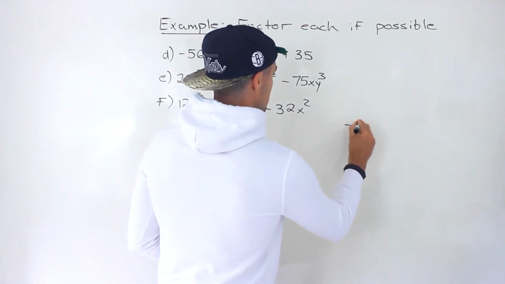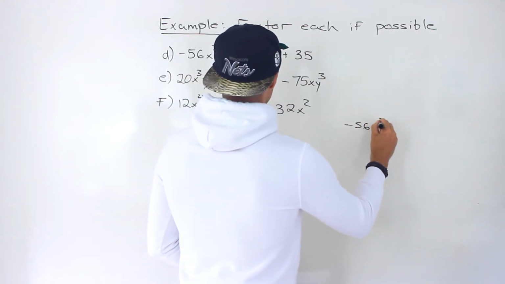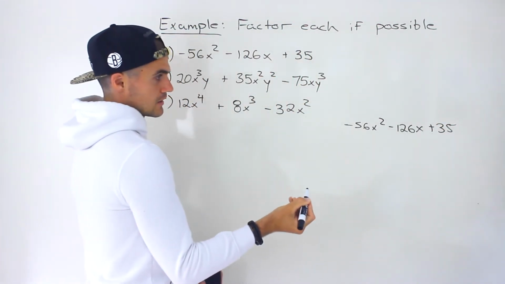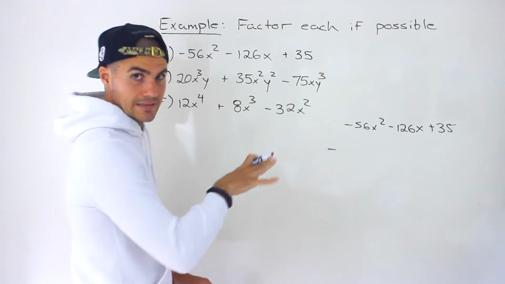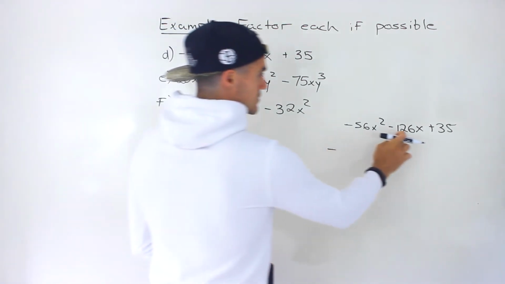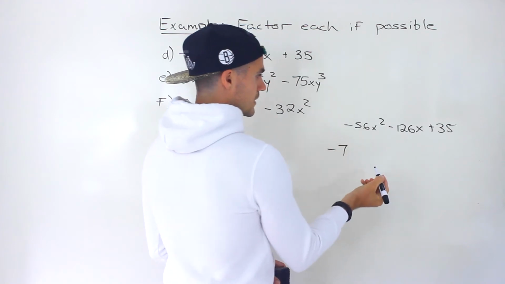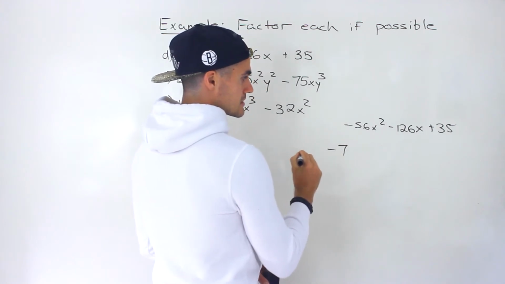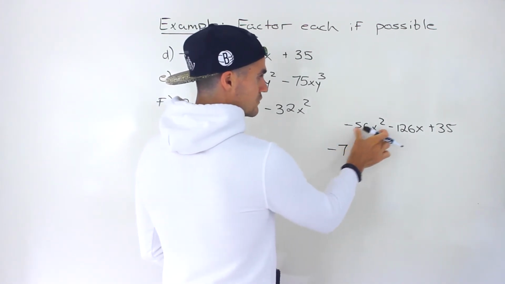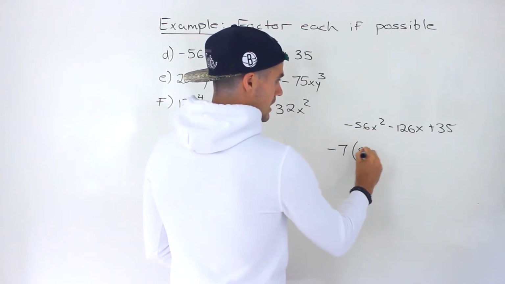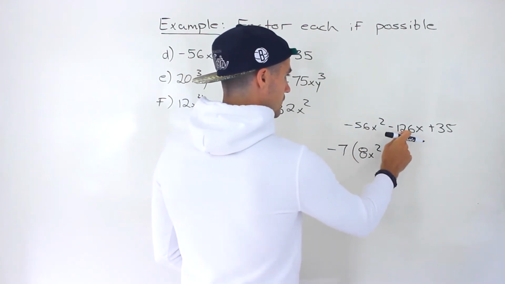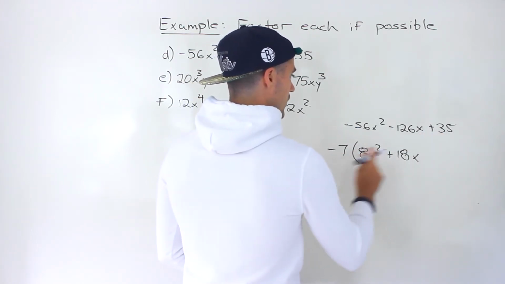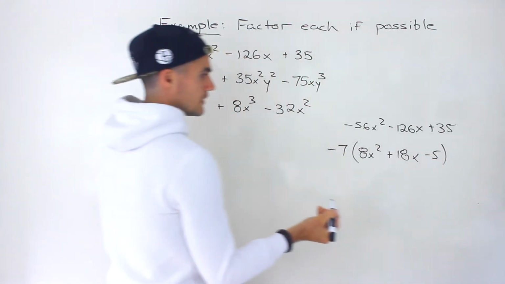So notice that in this particular case, we have another case where that leading coefficient is negative, so we're definitely at least going to take out a negative 1 from all of these to make that leading coefficient positive. But between 56, 126, and 35, we can actually take out a 7 as well. In terms of variables, can't take out any variables because there's no x in that last term. So if we take out a negative 7, if we divide all of these by negative 7, basically the sign's going to change for all of these. Negative 126 divided by negative 7 would give us positive 18. And then 35 divided by negative 7 would give us negative 5, like that.